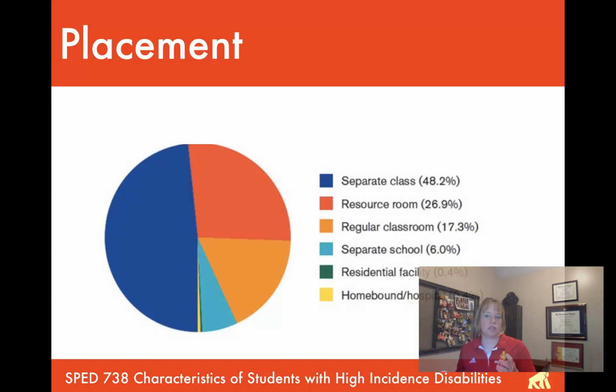And then 6% of students are in a separate school. Josie would fall under this category because she goes to the school for the deaf. And then you have a residential facility or hospital homebound programs. Really small percentage of those students, but we do have students within the state who are in those kinds of settings. We have teachers in this class who are teaching in those kinds of settings.